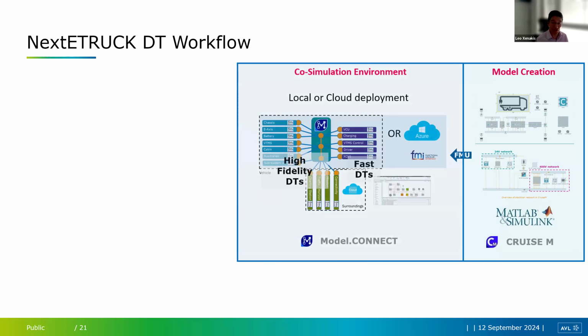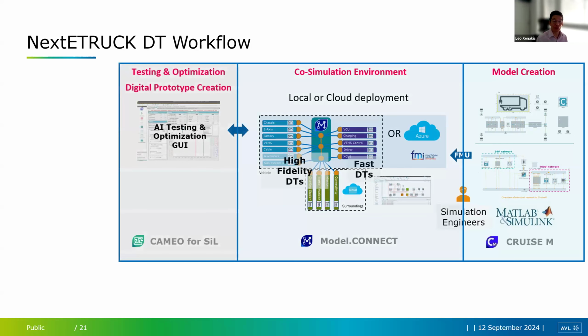These, in this case, are packaged into FMUs, fairly standard, high compatibility with many different tools, so it's great. And these can be pulled together and run inside of a co-simulation environment. We have our own tool here, Model Connect. And here we can run both high fidelity DTs and fast DTs. Fast DTs need to be developed or created through this Cameo tool.